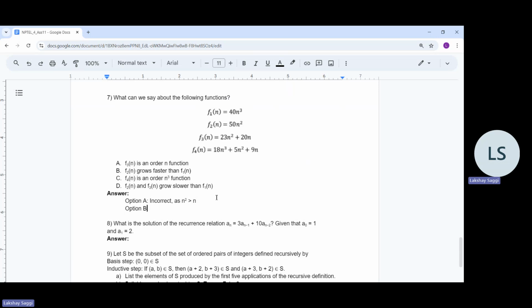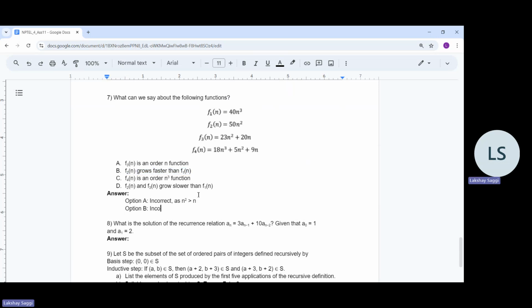Option B states that F2 of n grows faster than F1 of n. Again, grows faster means has a higher complexity than. So this statement claims that F2 of n has a higher complexity than F1 of n. F2 of n is 50n square and F1 of n is 40n cube. Ignoring the constants, this is n square and this is n cube. But n cube has a higher complexity than n square. So actually F2 of n grows slower than F1 of n.